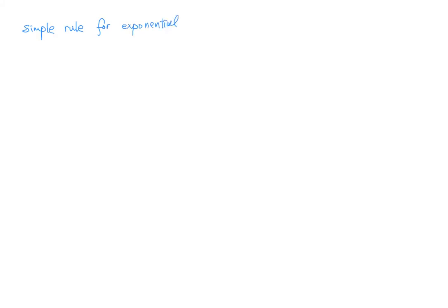Exponential term. Okay, what do I mean by exponential term? Look, if I have e to the power of 7, you have to know that this is a constant. It doesn't depend on x, so it is a constant. Are you clear?